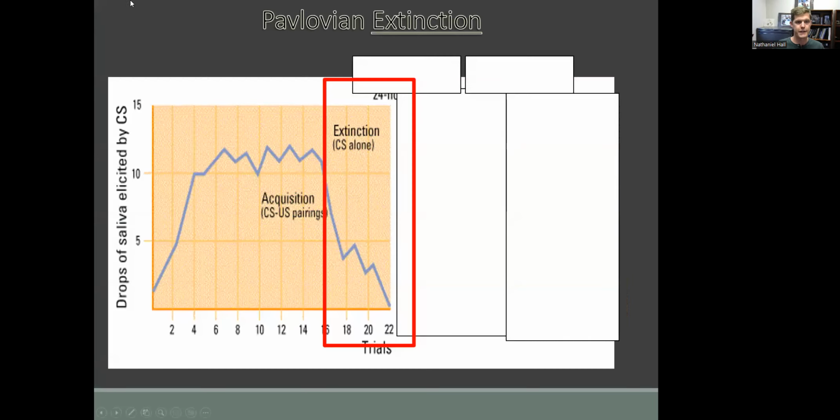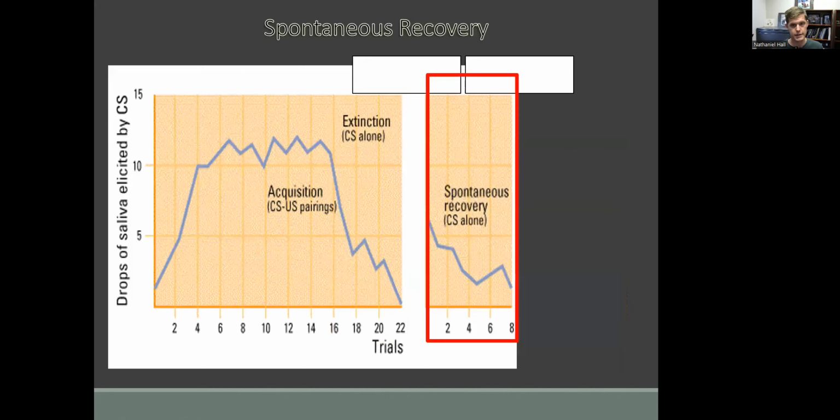So an example of this is going back to our initial acquisition. We have this increase, then we reach these asymptotic levels. Then if you present this conditioned stimulus alone, we'll get this decline of conditioning such that it will then reach baseline levels. If there's a 24-hour gap of time, or just gaps of time in general, conditioned responding can spontaneously recover. It's called spontaneous recovery because it spontaneously recovers.